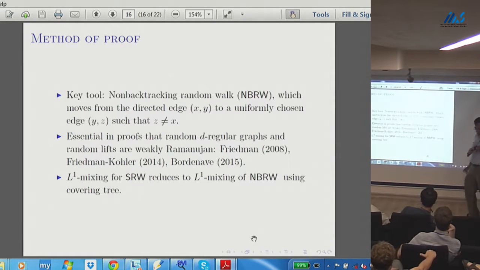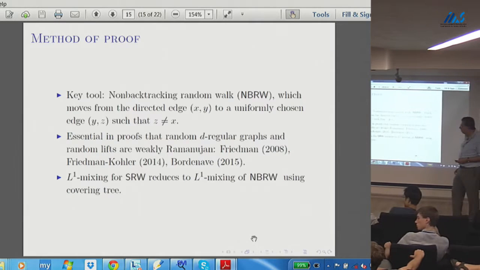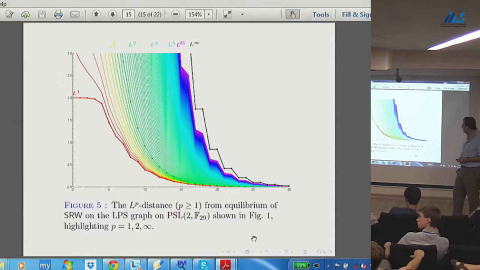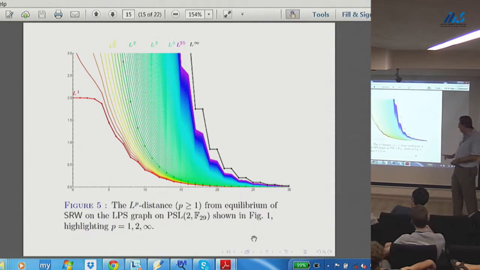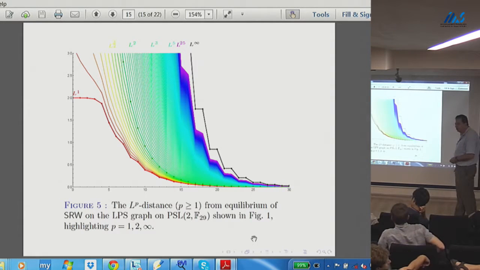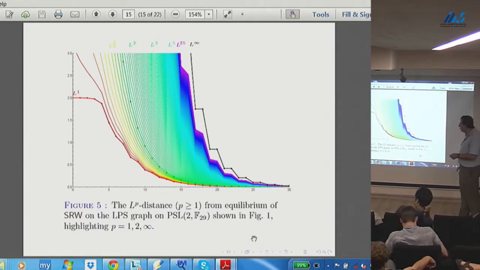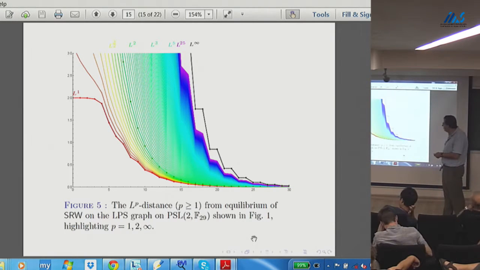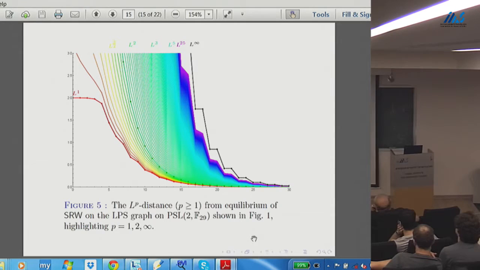Okay, so in the final part, I want to discuss the method of proof, which, as I said, is based on non-backtracking walk. Yes? So this is for p constant. Here it's not asymptotic. This is a specific graph, actually with 12,000 vertices, an exact calculation of the LP distances for different p. Here you don't yet fully see the cutoff because it's only 12,000 vertices. You start to see a hint. The decay is pretty rapid, but you don't yet see the cutoff.